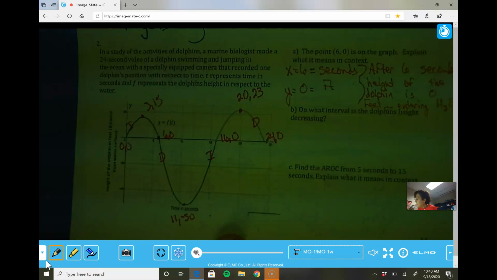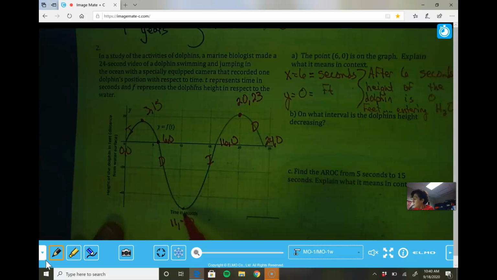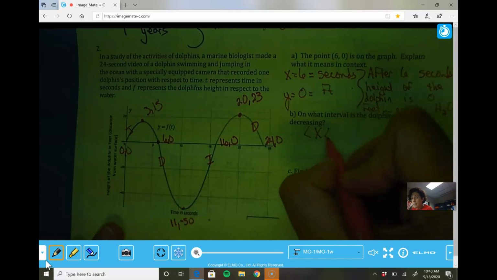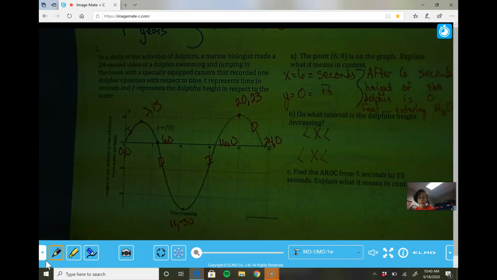All right, so from here, on what interval is the dolphin's height decreasing? Well, it's actually happening twice here. So it's between two values. And then it's happening again, and it's in between these two values. And remember, that is how you write between.